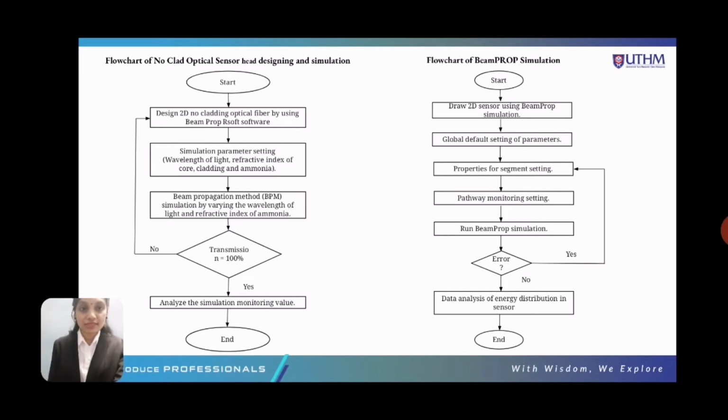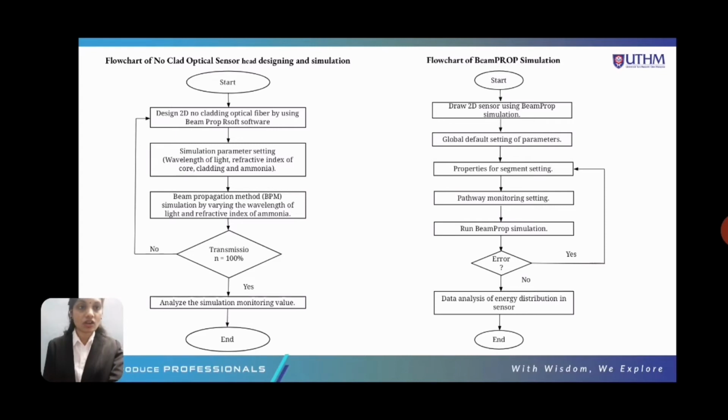Later, the transmission is checked to see whether it is 100% or not. If the transmission of light is not 100%, the design of the no cladding optical sensor is done again. If the transmission is 100%, then we can analyze the simulation monitoring value.